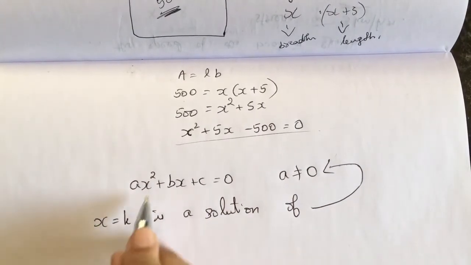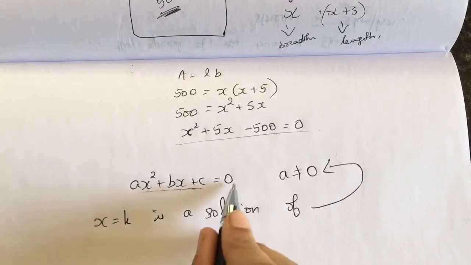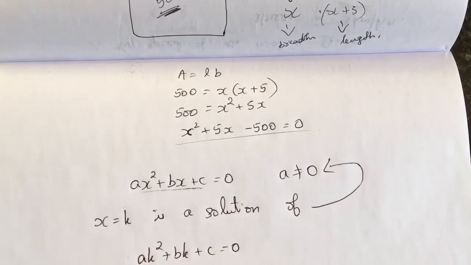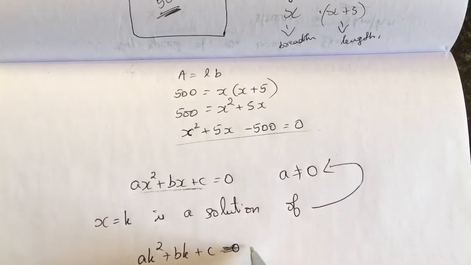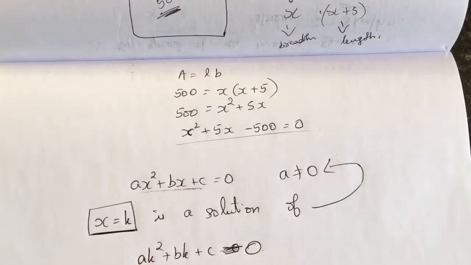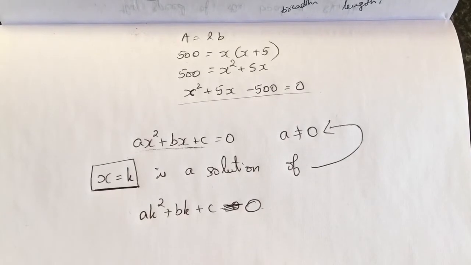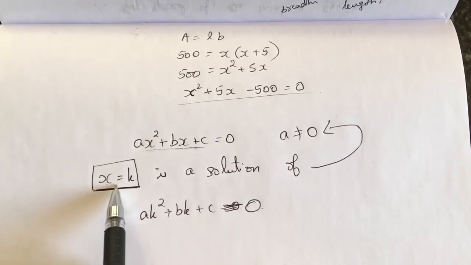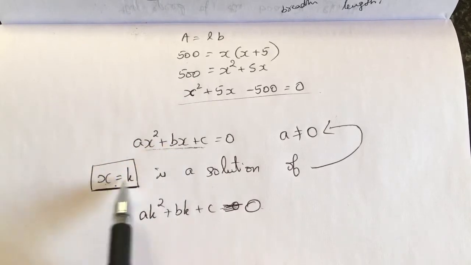When I put x equal to k in this, it is going to be 0, right? ak square plus bk plus c equal to 0. This is also equal to 0. So if it is equal to 0, then I can say that x equal to k is a solution, just like what we did in linear equations with single variable or two variables. I can say this is a solution of this equation. If I put this value over here, it should give me 0.